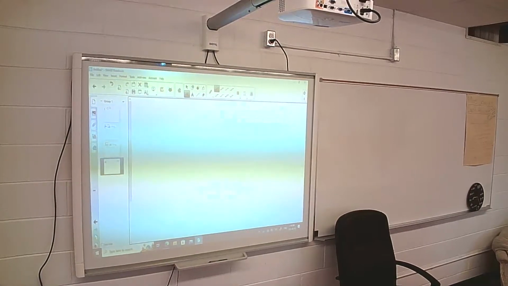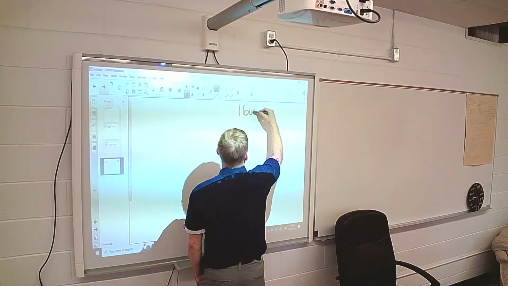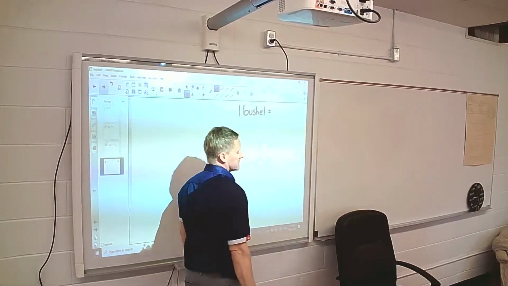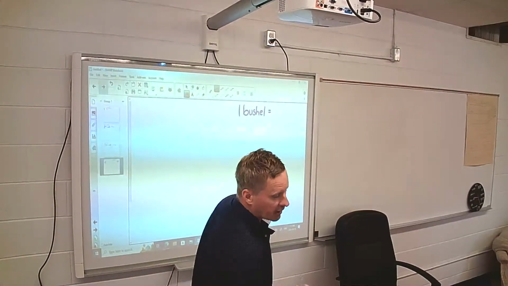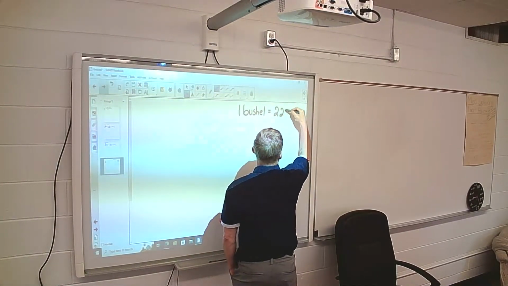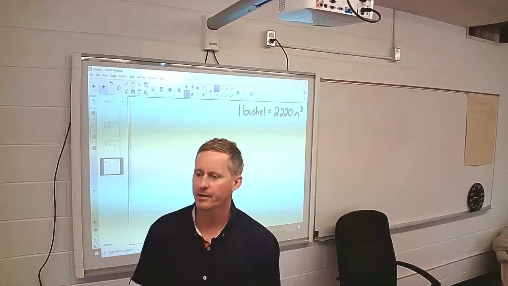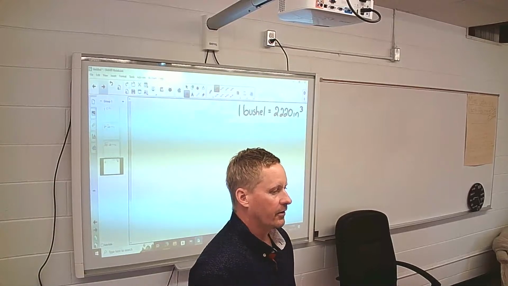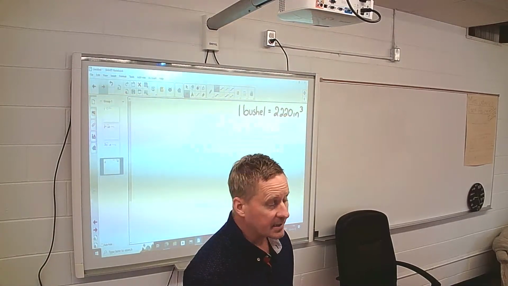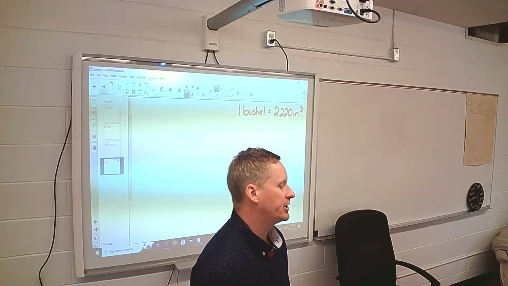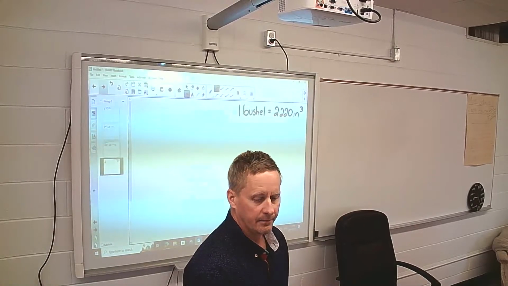So we're going to use the one that's in the book. So 1 bushel, so write this down somewhere, is equivalent to 2,220 inches cubed. So write that down at the top of your sheet for right now. I'll add that in after. It does say approximately 8 gallons, which you do have on your sheet. Okay?